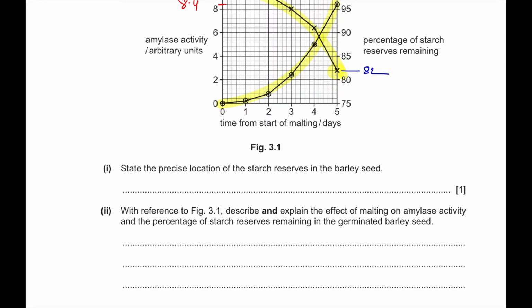State the precise location of the starch reserves in the barley seed. So the barley seed contains starch, and the starch is mainly stored in the endosperm. So endosperm will be the answer.